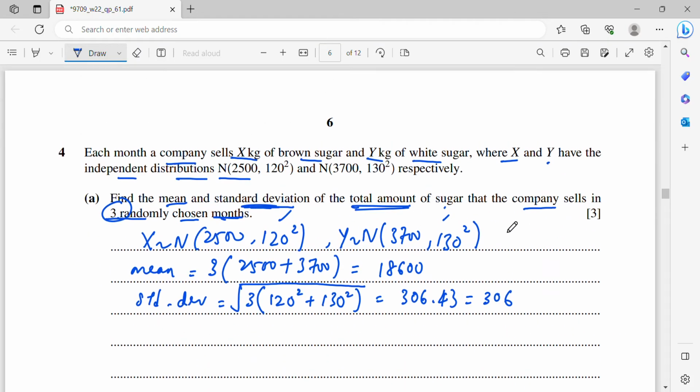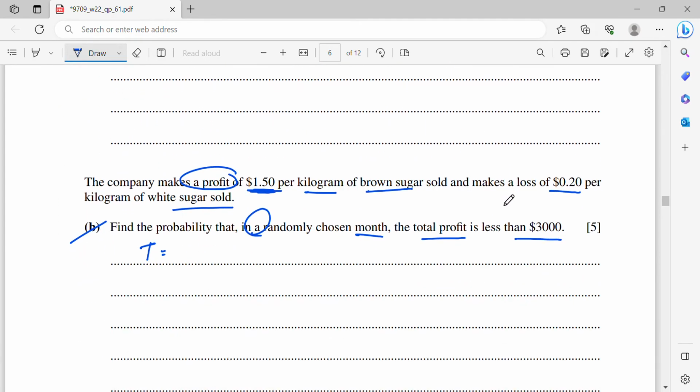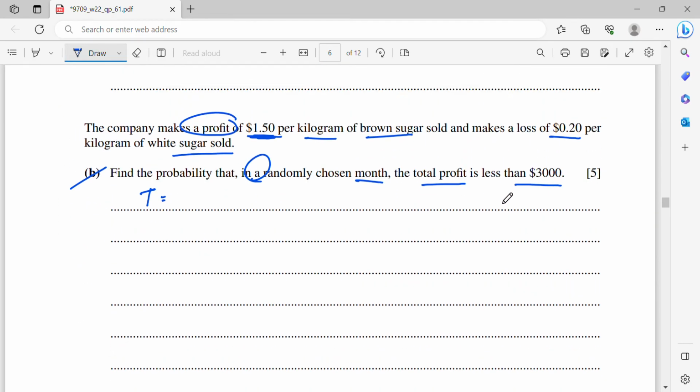So just now in the question, the X is the brown sugar, okay, the Y is the white sugar. So I will write 1.50 X because it's a profit, that's why it's positive. And for the white sugar, which is a Y, it is a loss of 20 cents. So minus 0.20 Y. Alright, so from here, you need to find total profits.